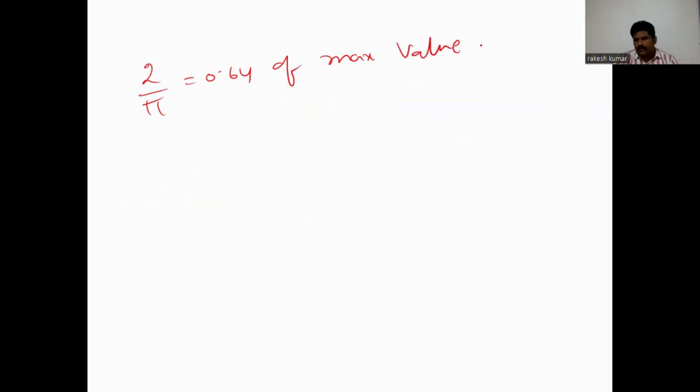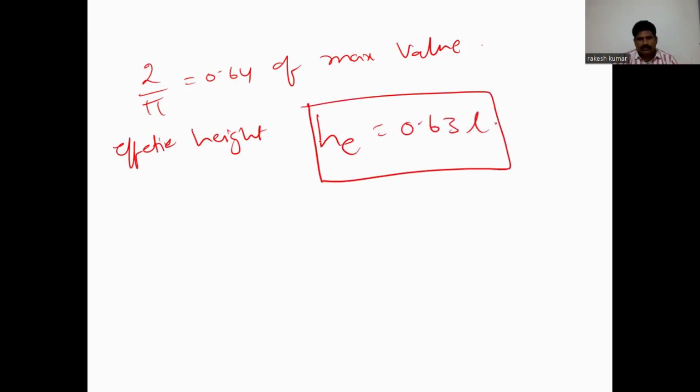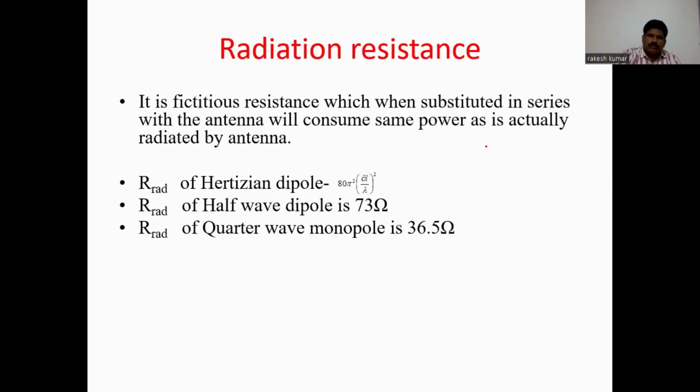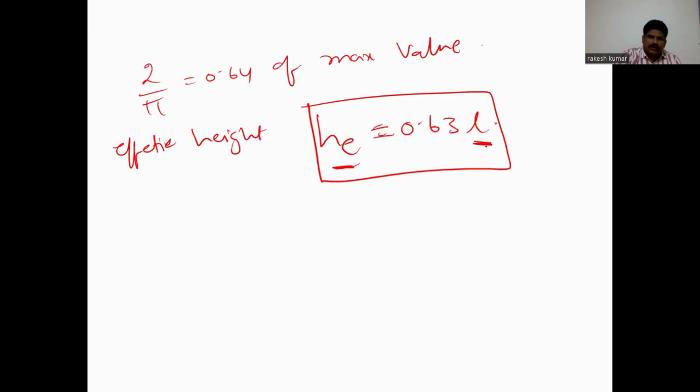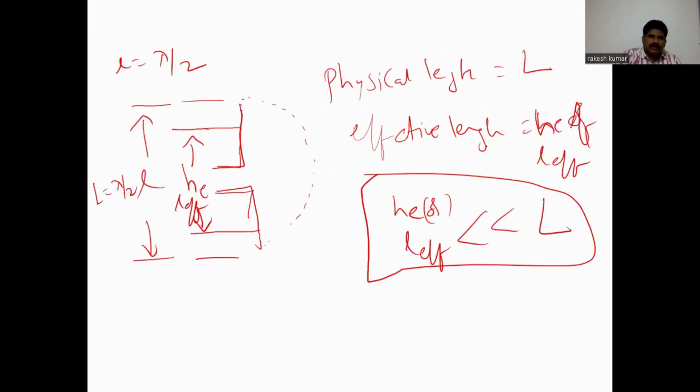So therefore, the effective height H_e is equal to 0.64 of the physical length. So the effective length is equal to 0.63 times the physical length.